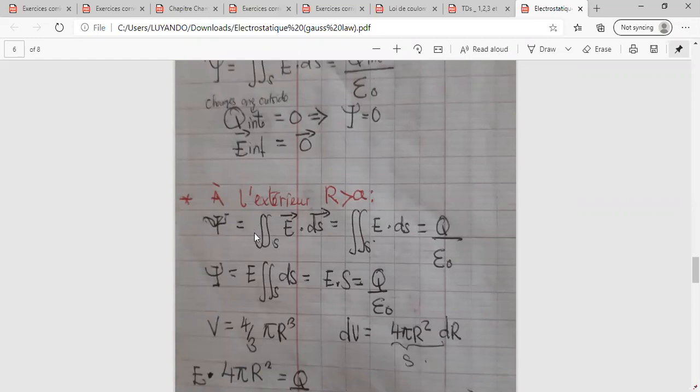We bring our E in the other direction, we're going to have dS this side. So if we integrate dS with respect to S, we're going to have S. So what's the surface area of a sphere?